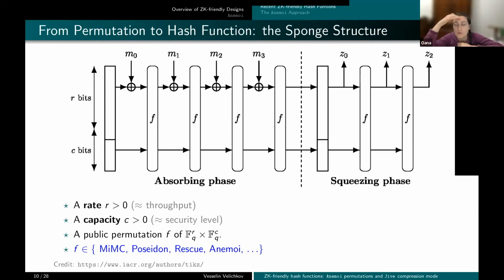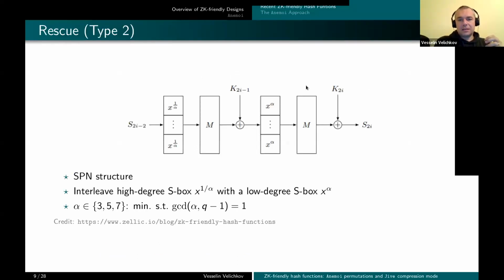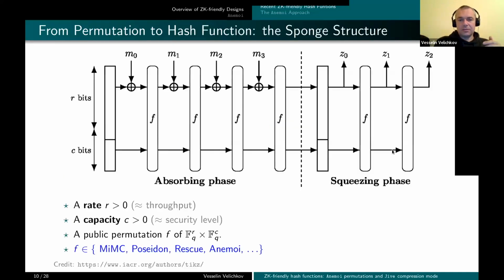Any questions, comments on this? So overall, actually, what you have shown before, it's not a hash function. It's just this permutation. So a hash function is the sponge structure plus the public permutation. Yes, correct. But because this is really the meat of the design, you plug it into this generic structure, and then you have your hash function.